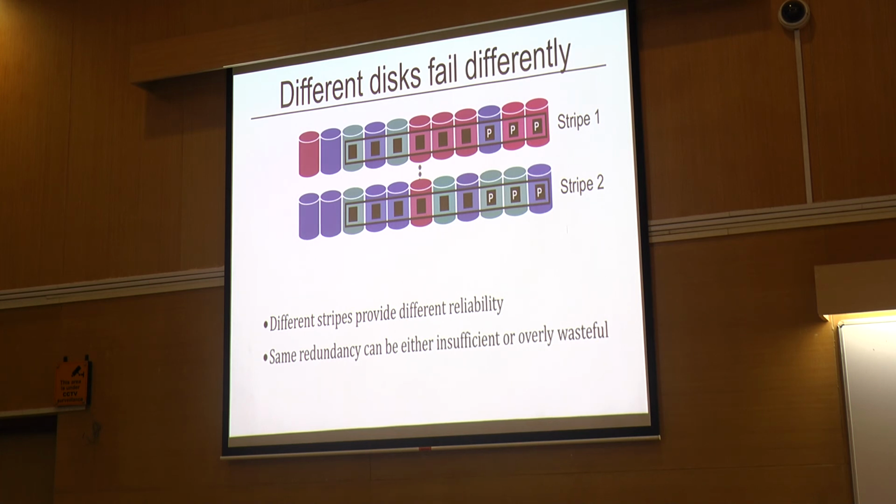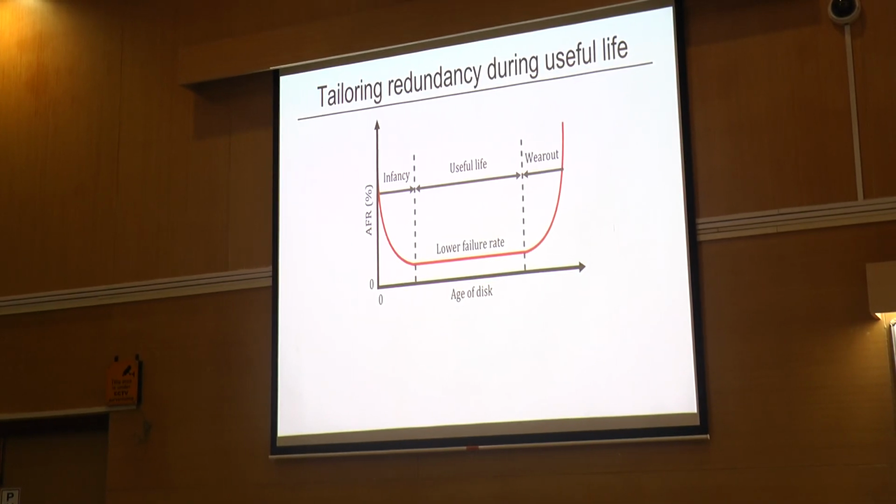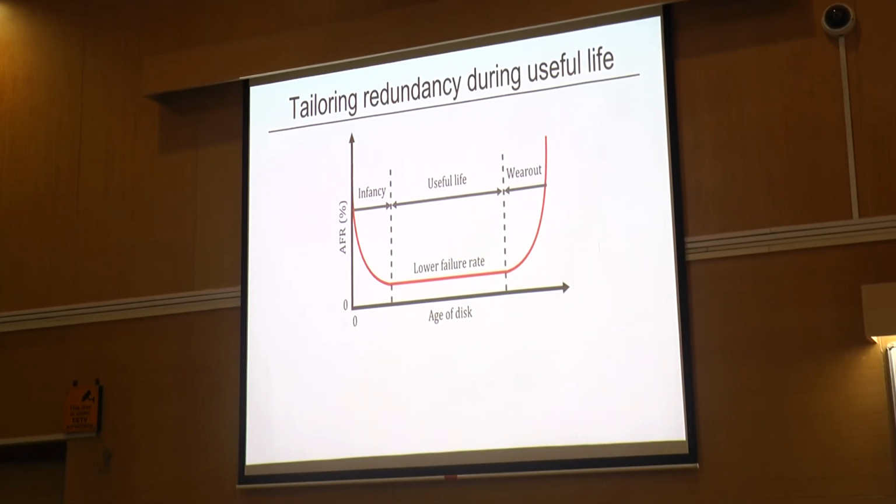So it's not clear. And in fact, this is where it turns out to be wasteful, because most of the time, operators will have to be over-conservative and provide more than necessary redundancy for some of the stripes. And this was the opportunity that we explored in one of the systems works that we did. I will have a reference to that.